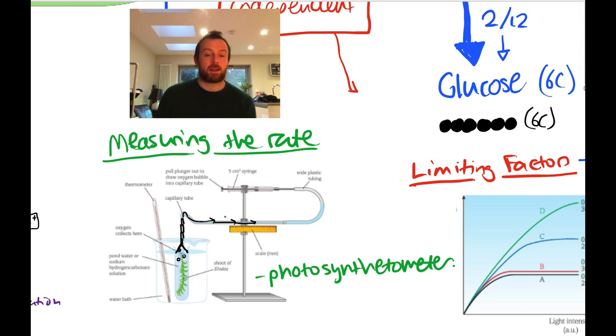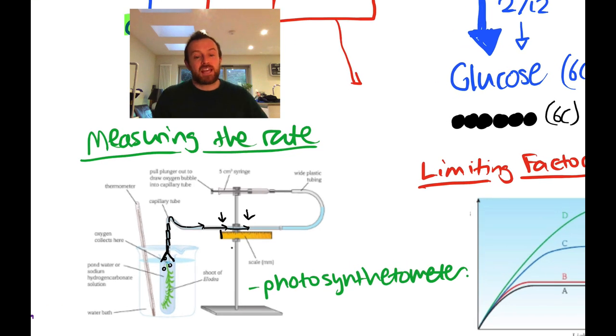Now we can time it. So maybe once we pull the bubble into this point here, level with the ruler, we start a timer. And then we wait maybe 5 minutes, and we pull the bubble all the way through again. And now it's at this point. So let's say it's taken 5 minutes to move this distance. Okay, so maybe 5 minutes. The bubble has moved, let's say, 30 millimeters.